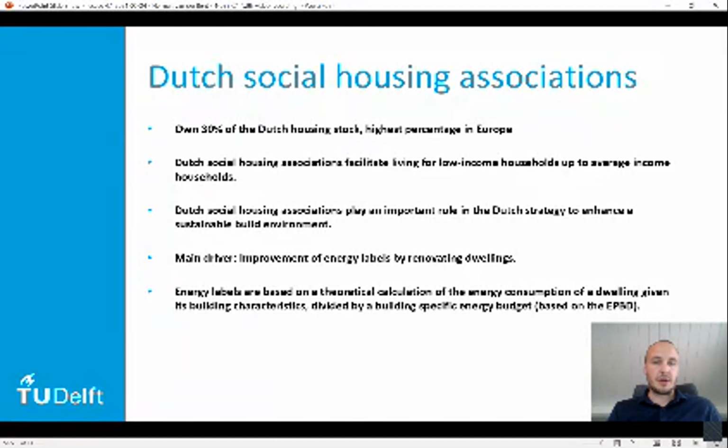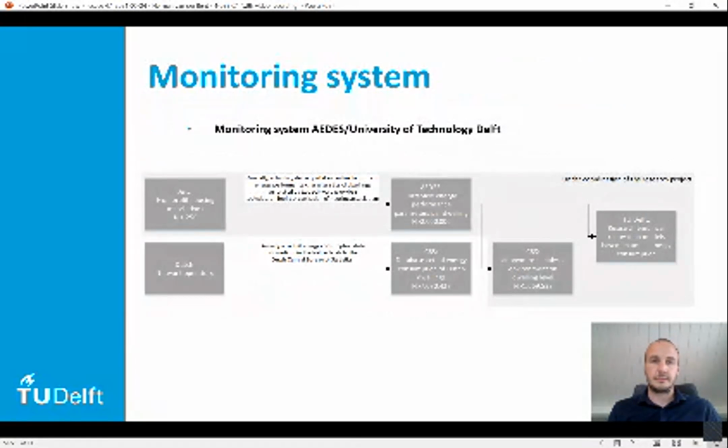The energy labels are based on a theoretical calculation of the energy consumption of a dwelling given its building characteristics, divided by a building-specific energy budget. And that's based on the EPBD regulation, which is governing in Europe and is implemented in all European countries. So we built a monitoring system together with Aedes, the umbrella organization of housing associations in the Netherlands.